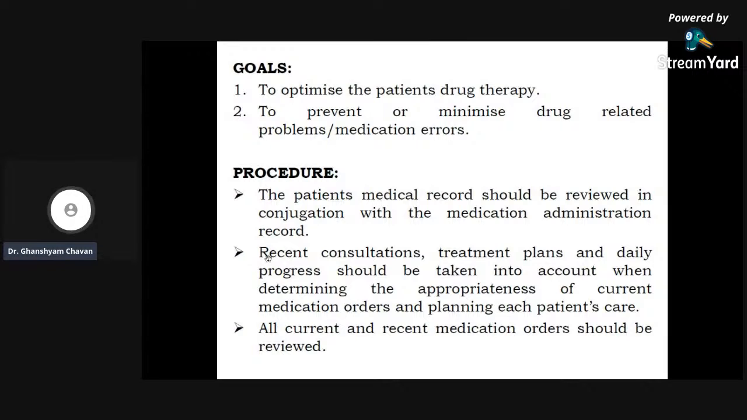Now, recent consultations means if any consultation has been done recently with the patient, if the patient was complaining of any complication or any new problem he has come across, or treatment plans, or what is the therapy, the procedure of therapy, and daily progress. If any progress occurs in the disease or the difficult comorbidity, we have to check their daily progress and take it into account.